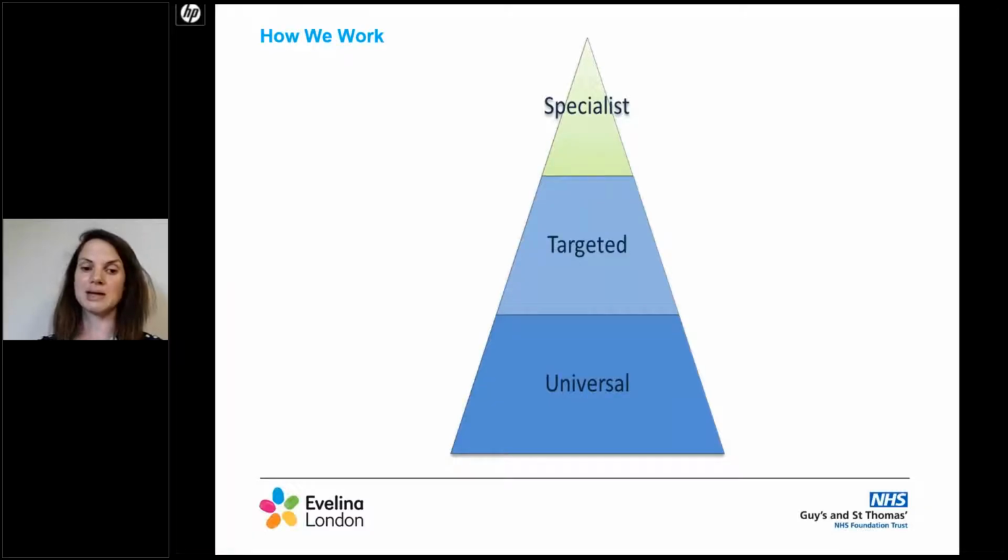So in our service, Evelina Community Speech and Language Therapy covers the boroughs of Southwark and Lambeth. Just as an example, our universal offer involves things like developing health promotion campaigns. So we have a campaign called Talk and Play Every Day, which is really aimed at the family.